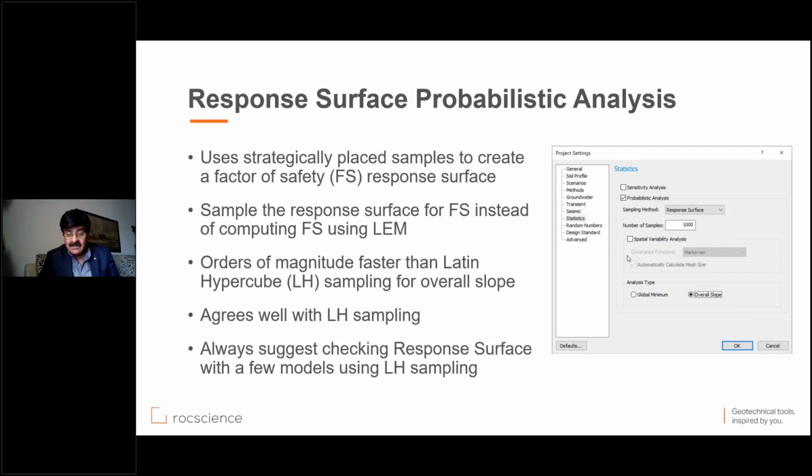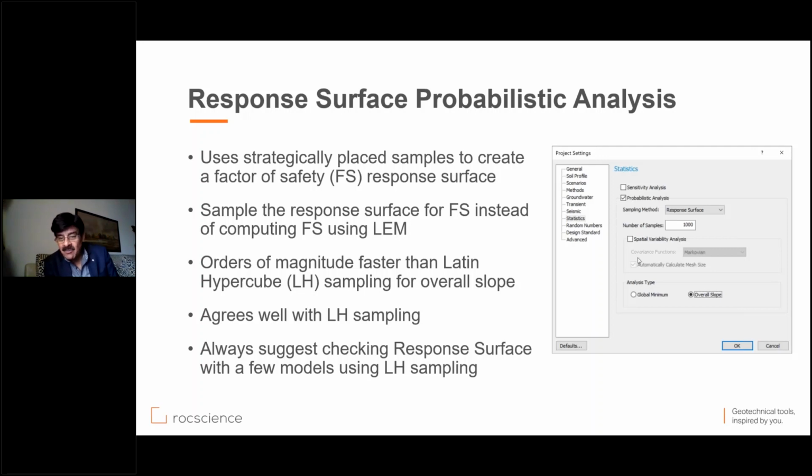So in the constant endeavor to save time for the user, the Slide 2 developers thought there is a technique called response surface probabilistic analysis available. Why not make use of it? Rather than taking all the thousands of samples, it uses strategically placed samples to create a factor of safety response surface. I'll show you the example. It samples that response surface, which is based on strategically placed samples, instead of computing the factor of safety using the limit equilibrium method.